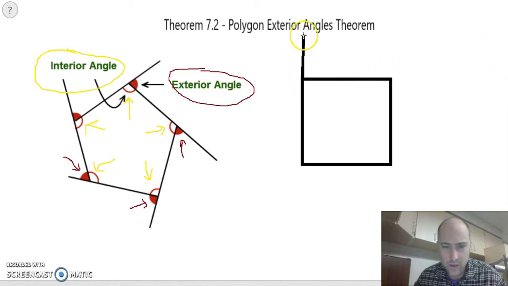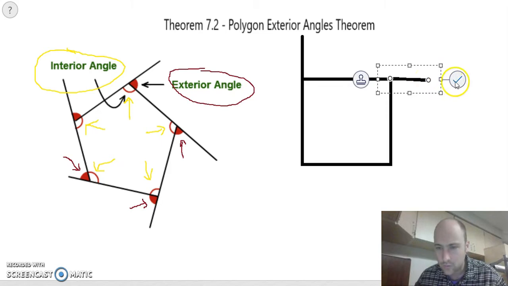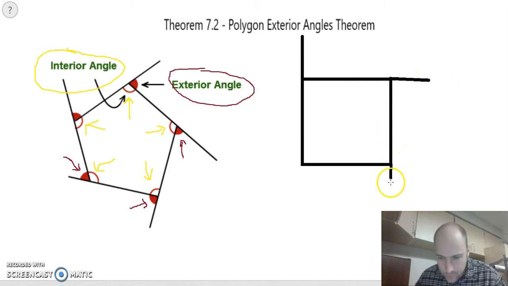So here's how we're going to do it. We're going to draw the exterior angles so we can see them for the square. I'm just going to extend these lines out, try to make them relatively straight. Close enough. So now when we're looking at the square and its exterior angles, we can see that all of the exterior angles, I'll do these in green here, are going to be 90 degrees for the square.